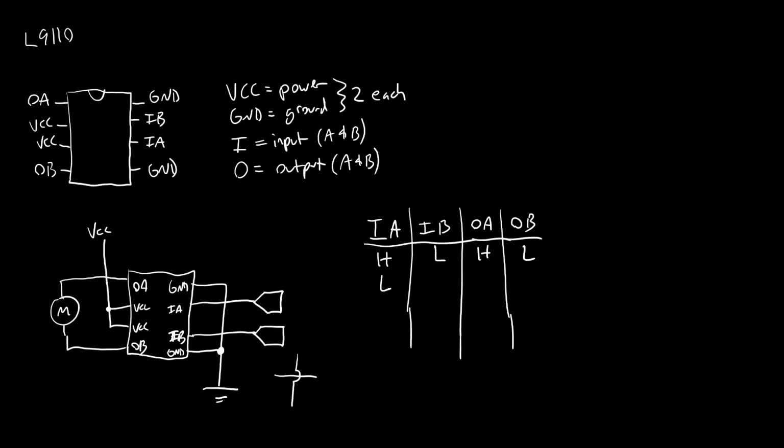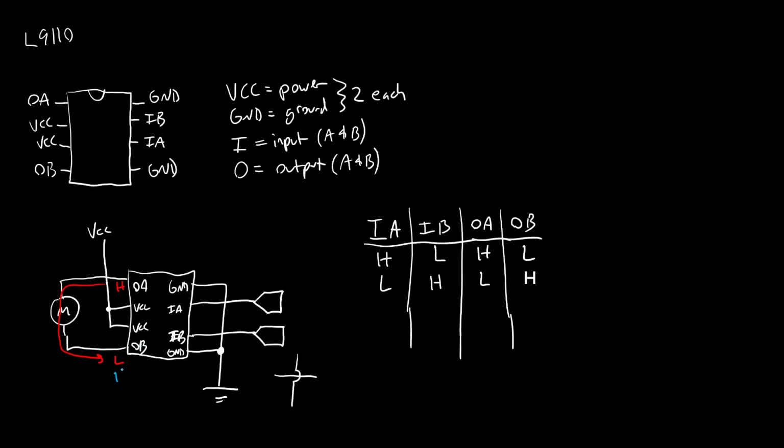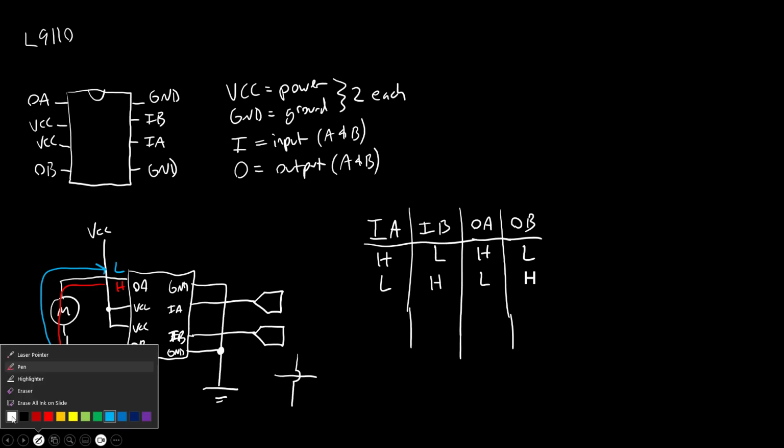So continuing to go down that data table, if we switch the inputs to input A low, input B high, then output A is going to be low, output B is going to be high. So if we look at the first row of that data table, I'll do this in red over here. If output A is high and output B is low, then current's going to flow that way. And if I flip that, output B is high and output A is low, then current's going to flow the other way. So that's what's allowing me to reverse the direction of current through my motor.